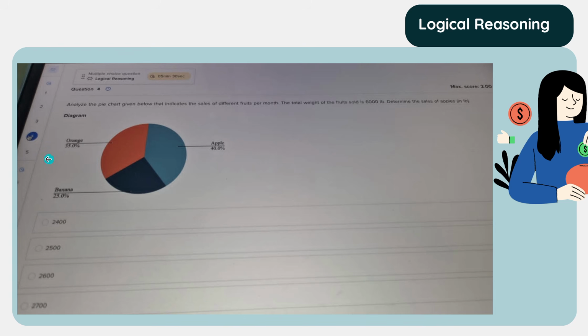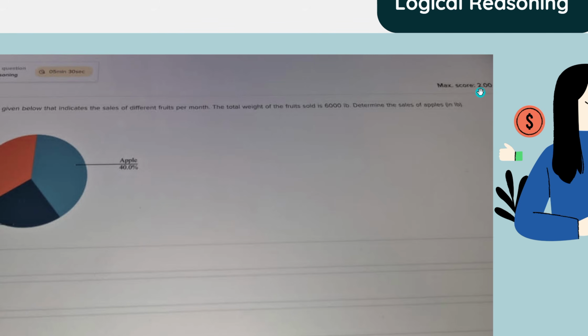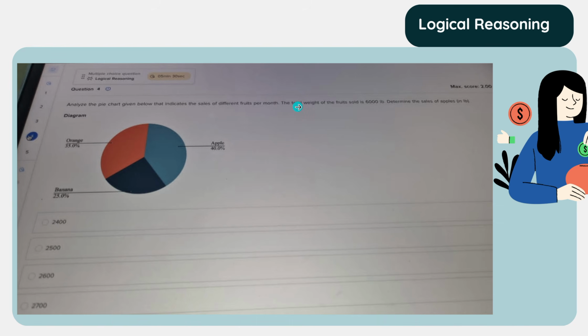And the fourth question from logical reasoning. See, the time limit is given over here. Within the given limit you have to complete these 5 questions. Okay, the maximum for each question is 2 marks. I hope you can see here, max score is 2 marks. Okay, so there is no negative marking, but don't give any wrong answers in the exam. Analyze the pie chart given below that indicates the sales of different fruits per month. The total weight of fruits sold is 6,000.